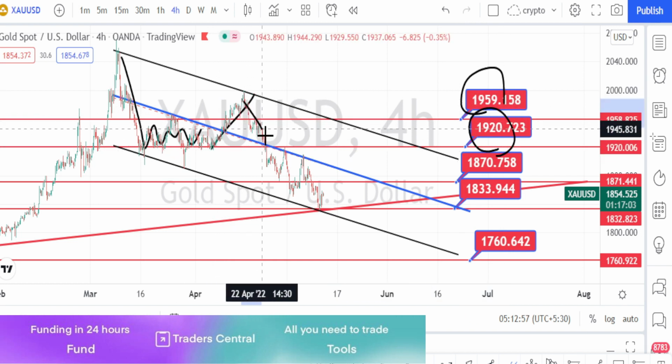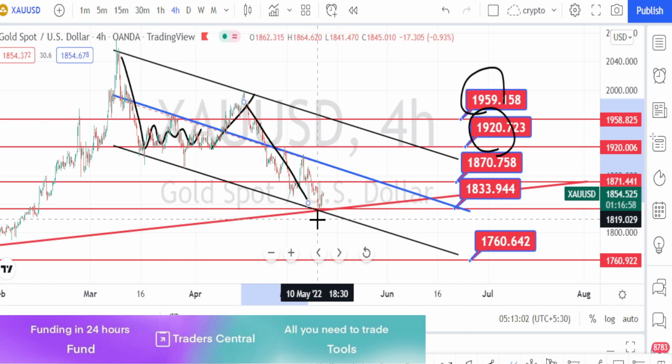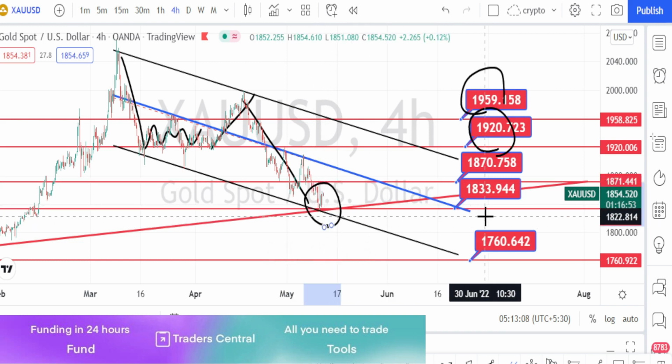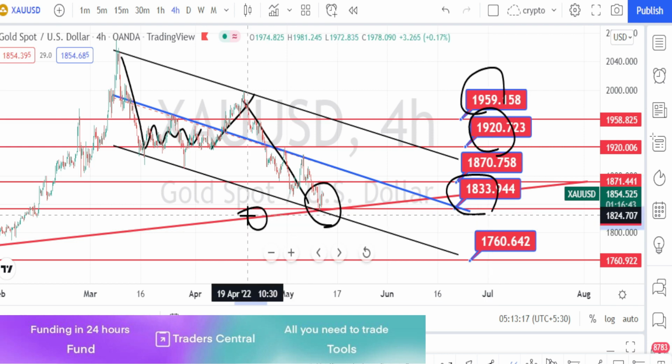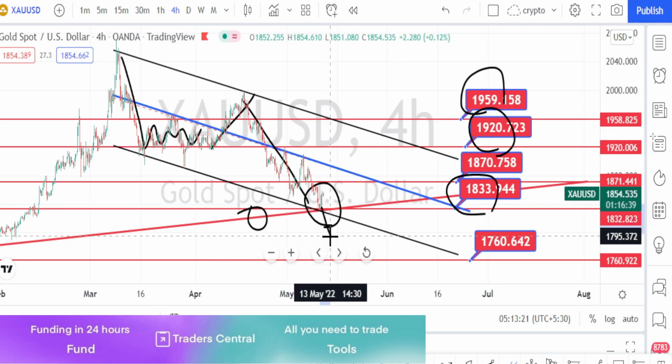Currently when we notice the price action, it is on a very strong bearish trend reversal. And as explained in the daily time frame, the current price action has taken support on this support level of 1833, and the trend line is preventing the price action from falling further on the bearish trend reversal.